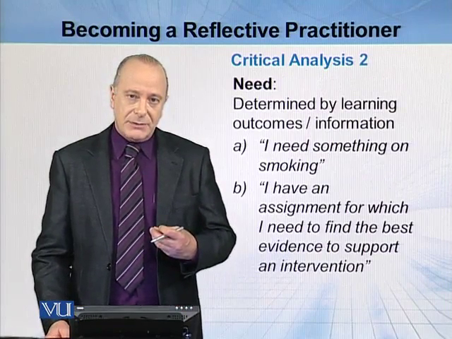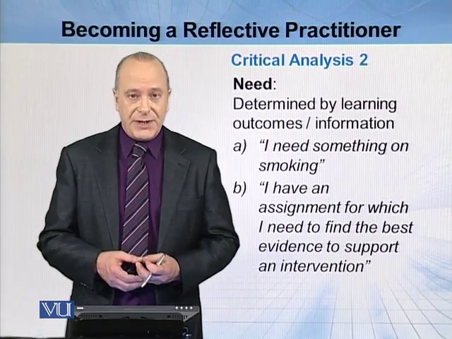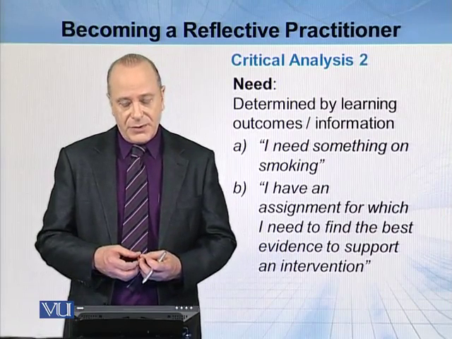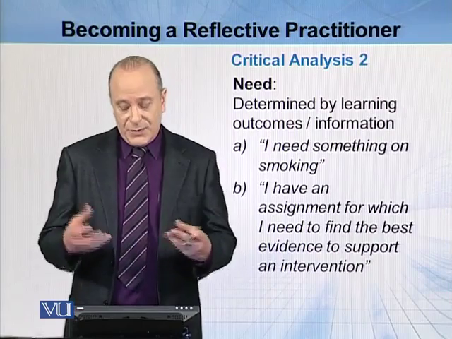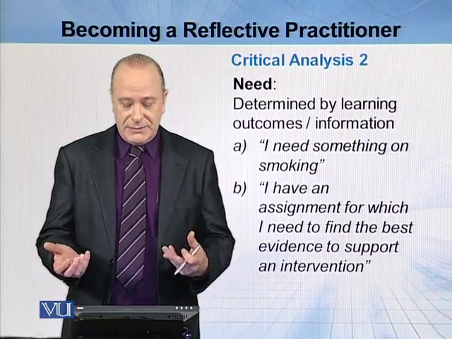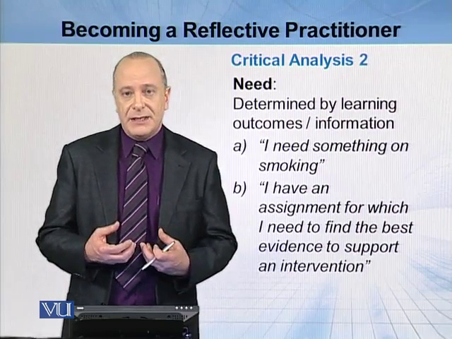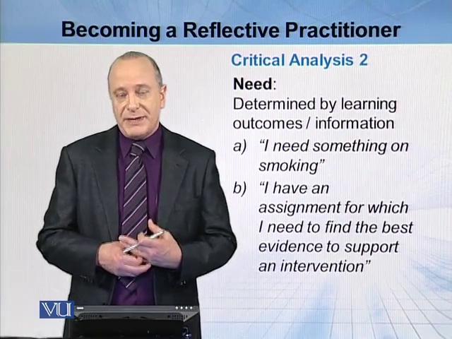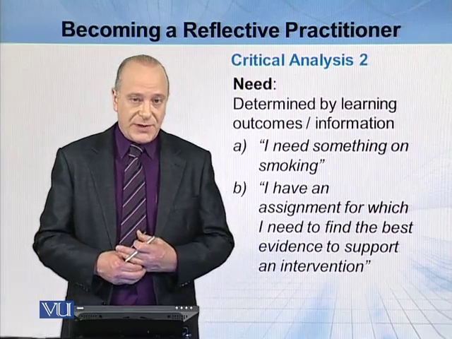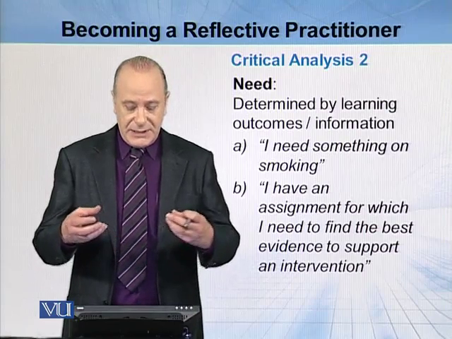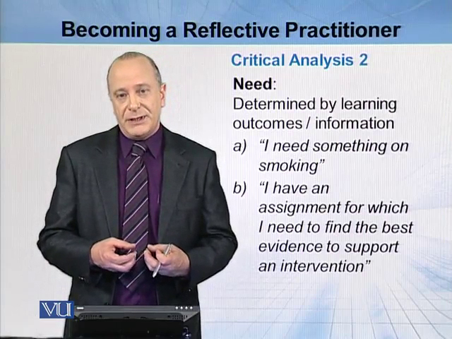So what we need to do from the critical analysis perspective is look at certain questions and try to refine those questions. In terms of determining outcomes and information, we could ask a question, for example, on a personal level. I need something on smoking, some information, some evidence to work with the students in the classroom about the dangers of smoking. This could lead to another question. In other words, I have an assignment which I need to complete. Where's the evidence that I need in order to support the suggestions that I'm making?